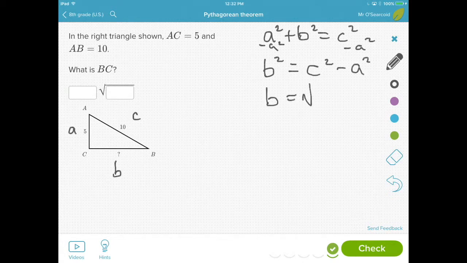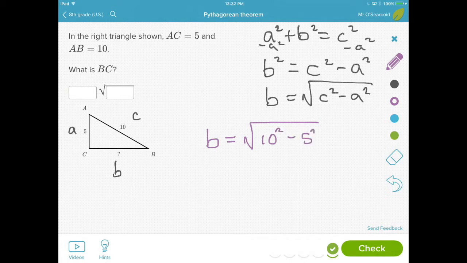Okay, so if we take the square root of both sides, then we've got b equals the square root of c squared minus a squared. And that's what we're going to work with from here. So b is then equal to the square root of, I believe that's 10 squared minus 5 squared. Numbers are very small there, which is equal to, of course, the square root of 100 minus 25, that's a 75, which is equal to the square root of 75.